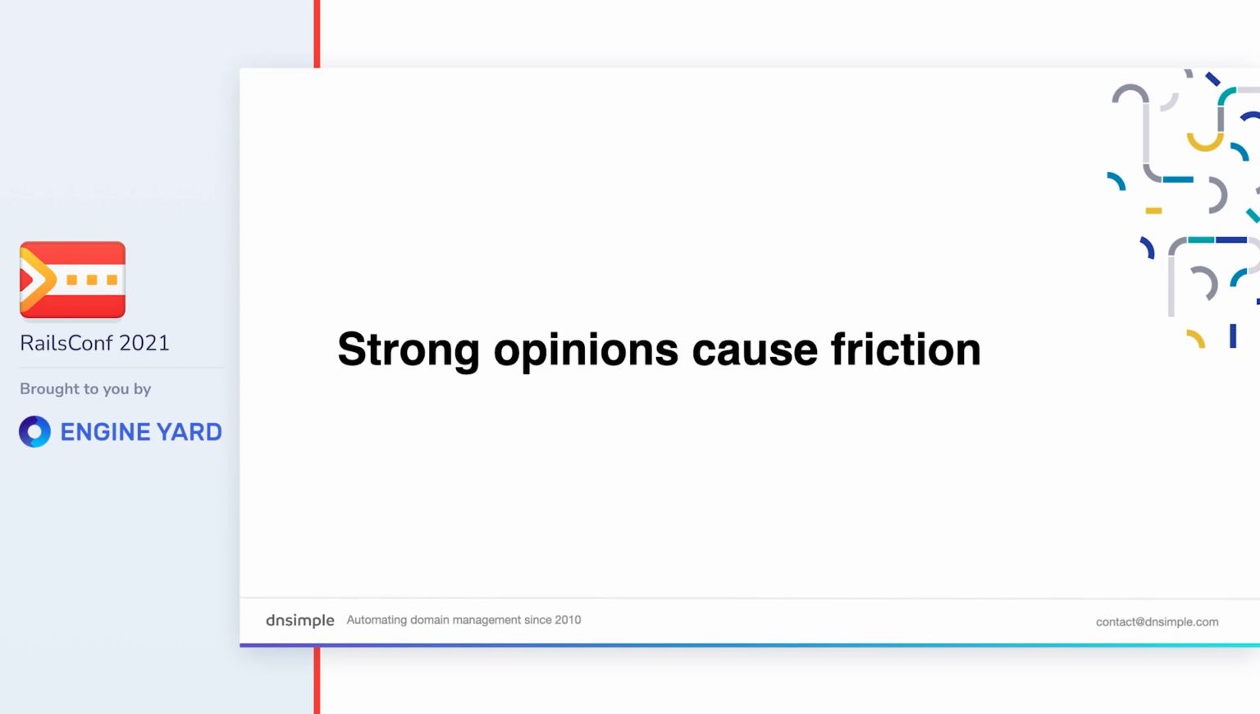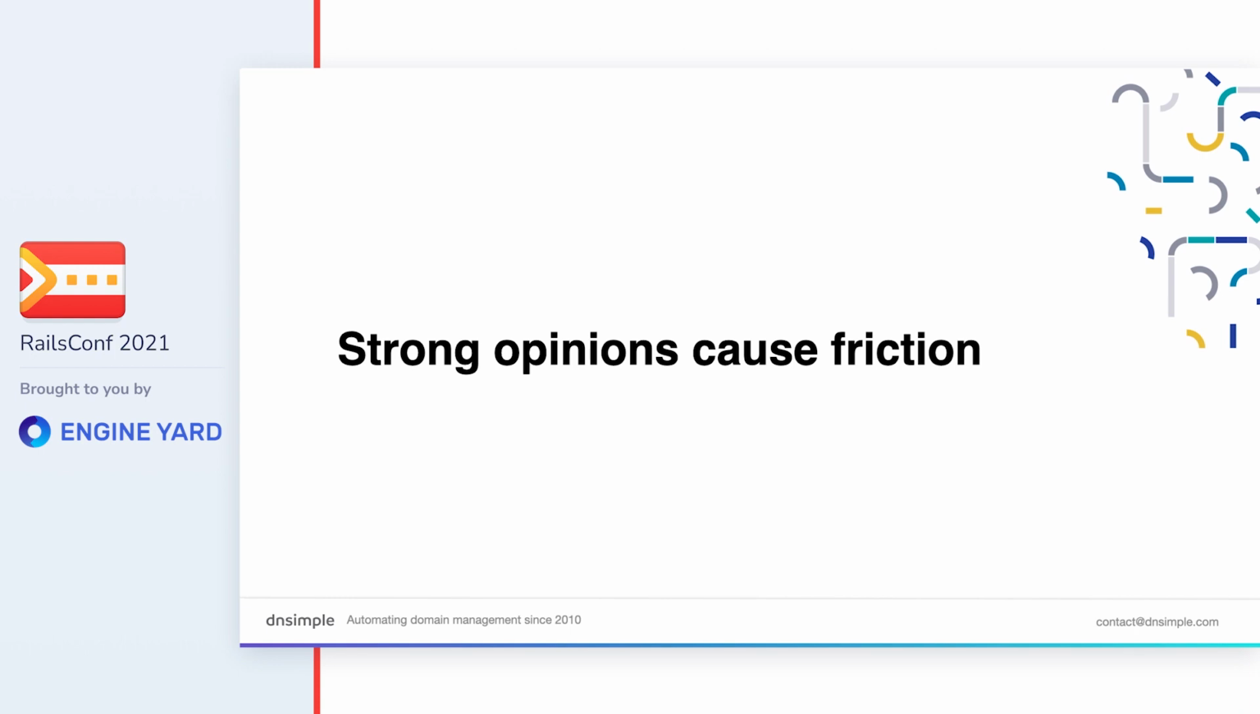As different team members have come and gone, we also see that strong opinions can often cause friction when it comes to the code. And that's not necessarily a bad thing. Having strong opinions is good, but it will manifest inside the code itself.